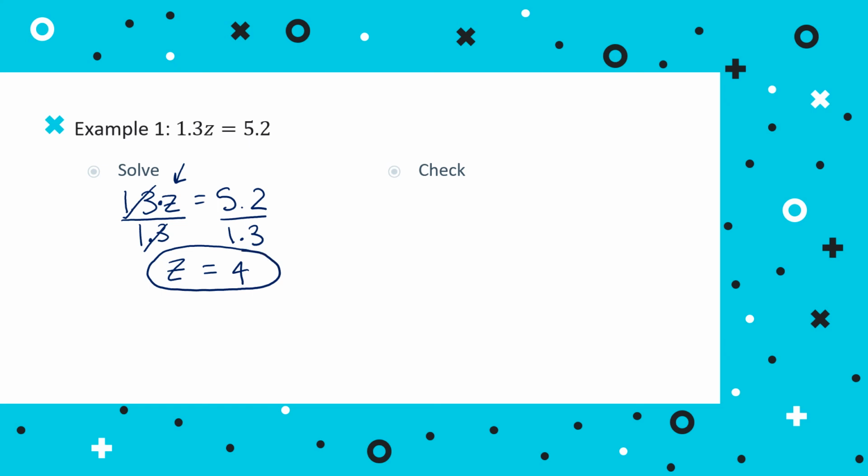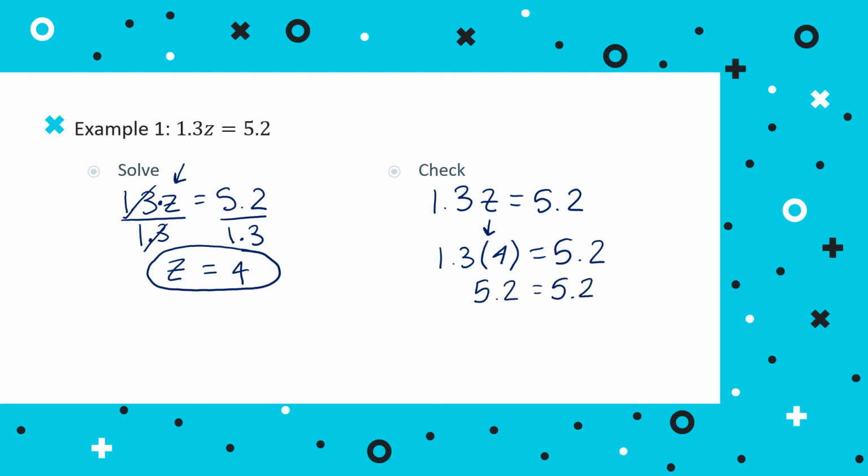If you want to go ahead and check your answer to make sure that you did it correctly, you can rewrite the equation. And since we found that z was equal to 4, we can plug in 4 for z. Make sure in this case to put it in parentheses because we don't want to get that mixed in with the 1.3 and think that it is equal to 1.34. So now we can go ahead and simplify. We have 1.3 times 4. That's going to be equal to 5.2. So 5.2 is equal to 5.2, which means that our original solution we found, z equals 4, is the correct solution.